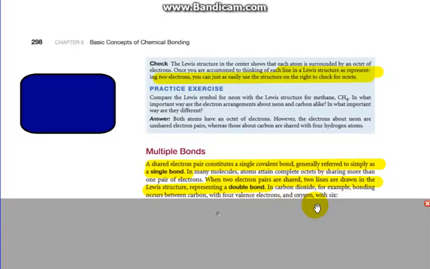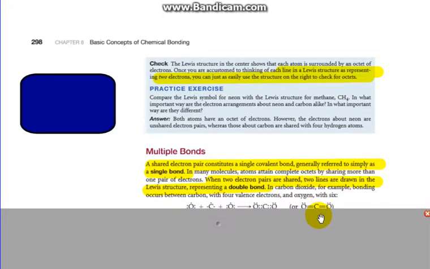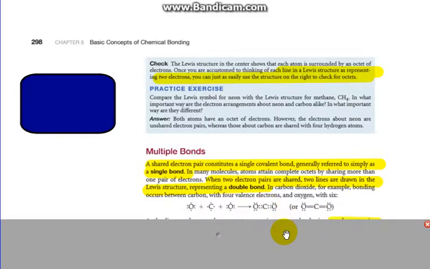In carbon dioxide, for example, bonding occurs between carbon with 4 valence electrons and oxygen with 6. So we take a look at this scenario, carbon and oxygen. CO2 has 1 carbon, 2 oxygen, so you can see how this works. Carbon needs to gain 4, so it must share 4, 2 with each. And the reason it's 2 with each is because each oxygen is a group 6. 6 plus 2 is 8, it needs 2 more, so it'll share 2.